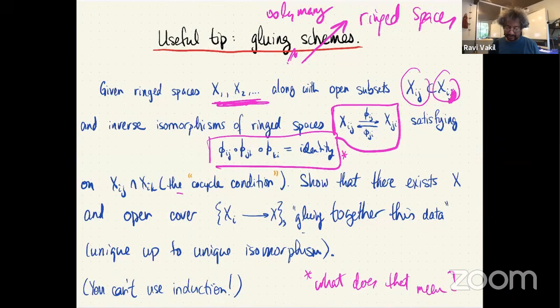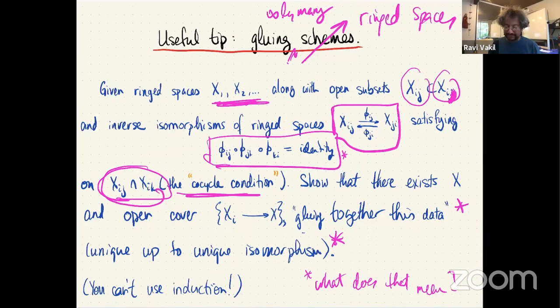And this is a cocycle condition. This is something on an open subset of X_i that says you have no contradiction in gluing them. So once it satisfies that, then you can glue. The question is to show that there's some X with an open cover that glues together this data. And I guess you need to know what that means. And the resulting thing is unique up to unique isomorphism. You can say what that means.